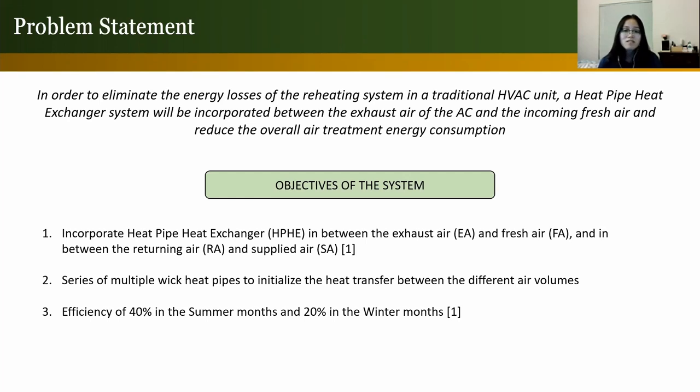This heat pipe system consists of 8x6 rows of annular wick heat pipes to initialize the heat transfer between the different air volumes. The objective of the system is to increase the efficiency of the traditional HVAC unit. Data shows that with this model of the secondary heat recovery, there's an increase of 40% in the summer months and 20% in the winter months.